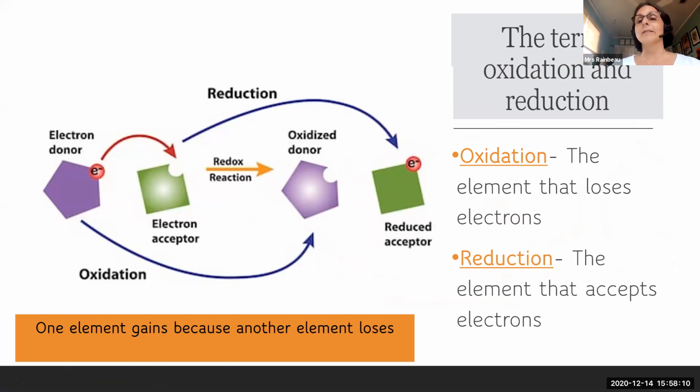So what do the terms oxidation and reduction mean? Well, oxidation means that an element loses its electrons. So you have this picture here. This guy is the oxidation part, because he has the electron in the reactants and then he gives it away in the products. So that is the oxidation part of the reaction.